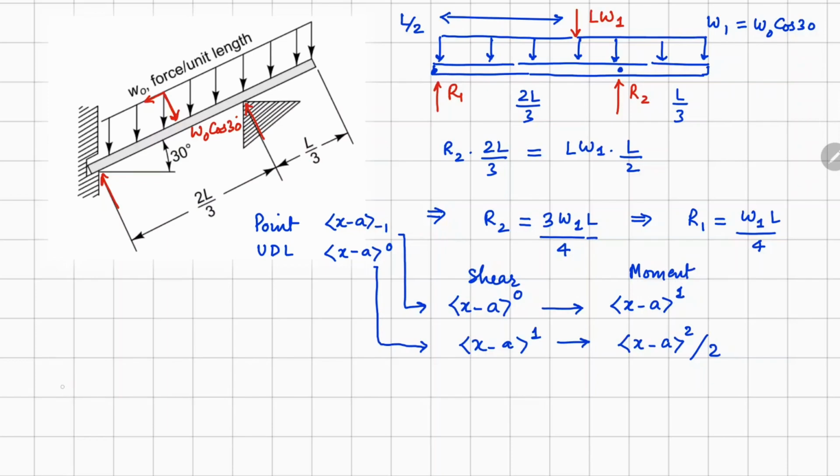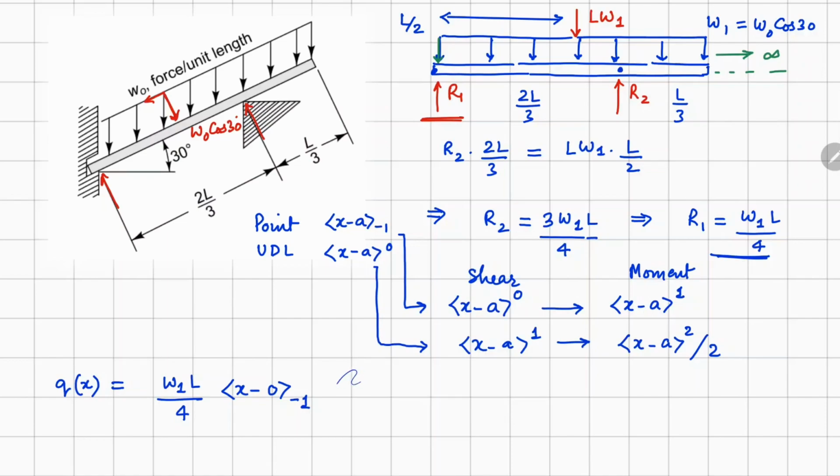So let's write the intensity function for this. From this side we'll start with R1. R1 value is right here, so we can use W1 L divided by 4. It's a point force acting at 0, so we are going to write it as x minus 0 to the power minus 1. And then we have this distributed force. The distributed force starts at 0 and ideally goes up to infinity, but we don't have a beam after x goes to L, so we don't bother with what's happening after L.